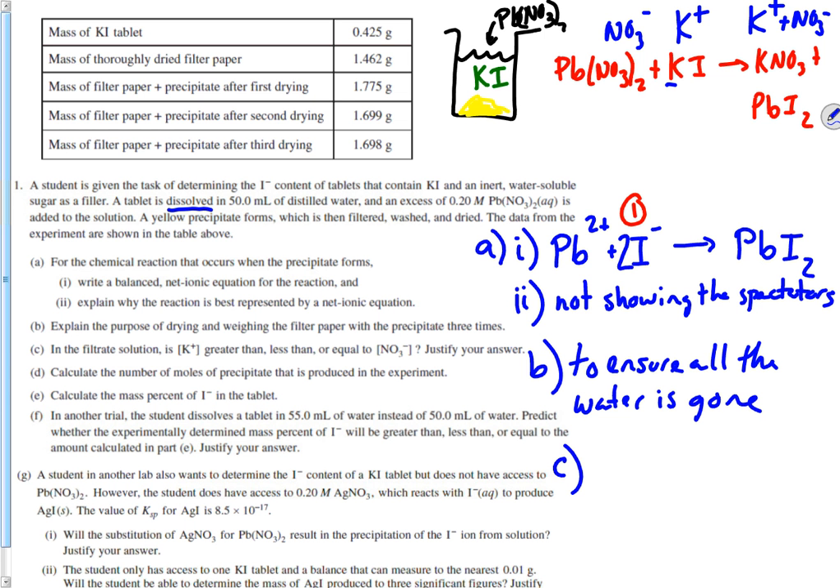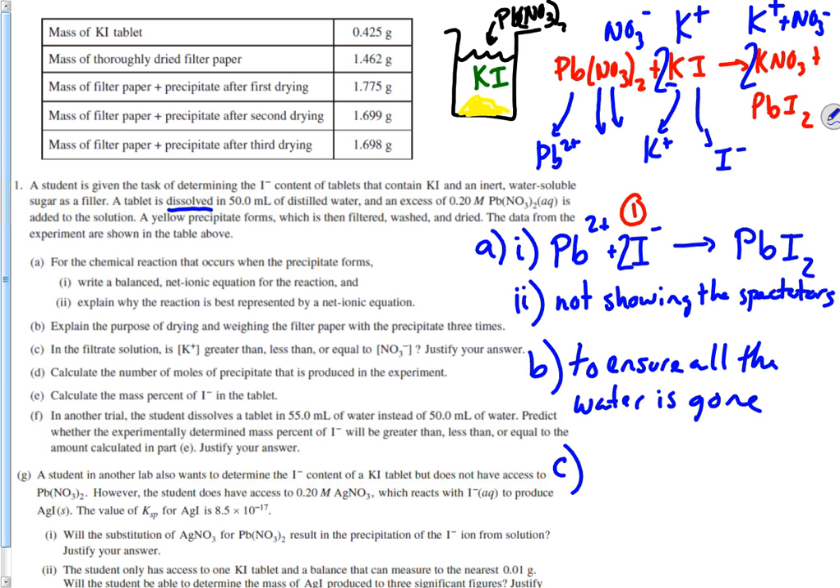Why is that? They both have a 2? Are you saying because when you balance it like this? Right? Is that what you're saying? Okay. Glad you brought that up. Those coefficients are ratios to each other. But the actual ions that come off, that's where the concentration originates.